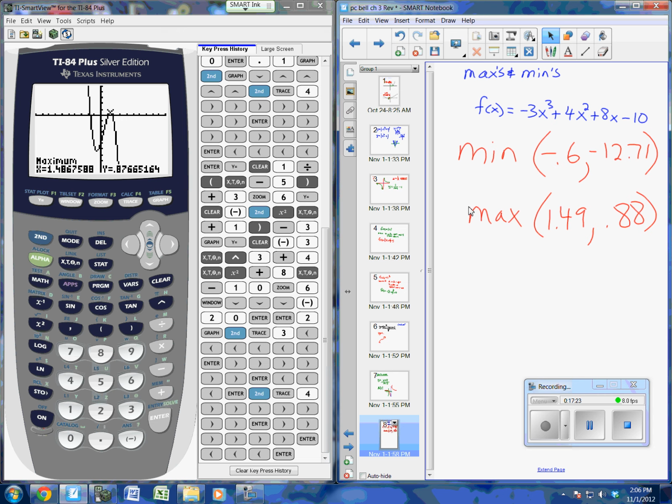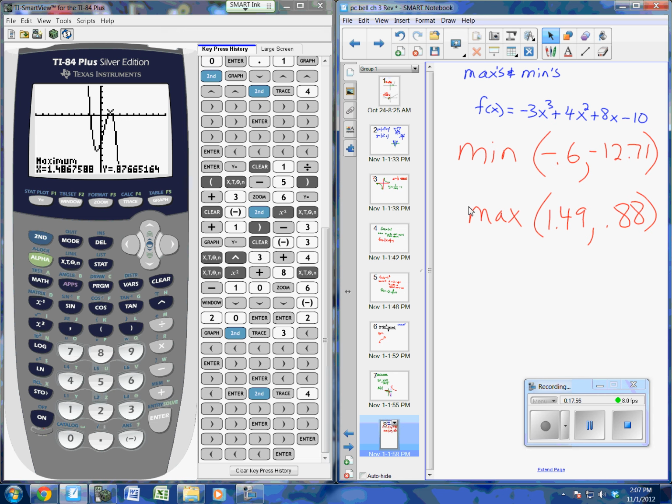Okay, good question. Now, next question, you guys. Are these relative or absolute? Okay, they're actually relative. Okay, because absolute is the highest point on the graph. If you look at this maximum right here, is that the highest point on the graph? No, because this graph goes up forever. But it's a high point in that local area, right? And this minimum is not the lowest point on the graph, but it's the lowest point in that area. And so those are relative max and min.